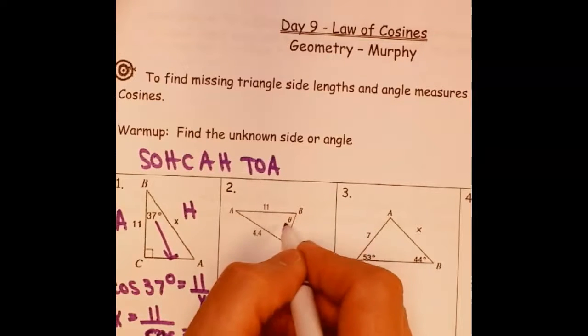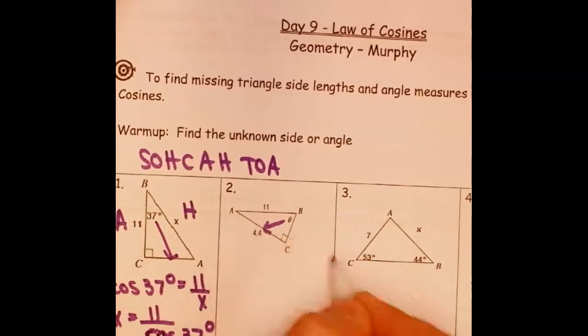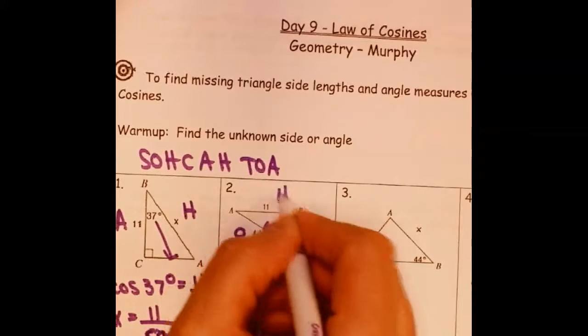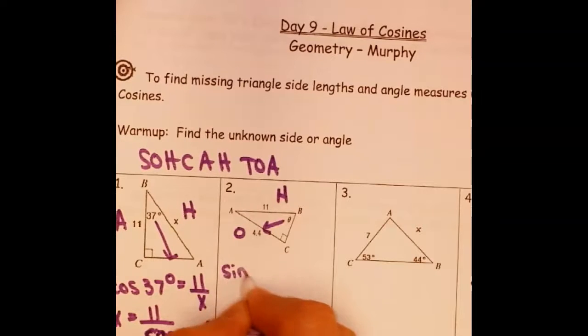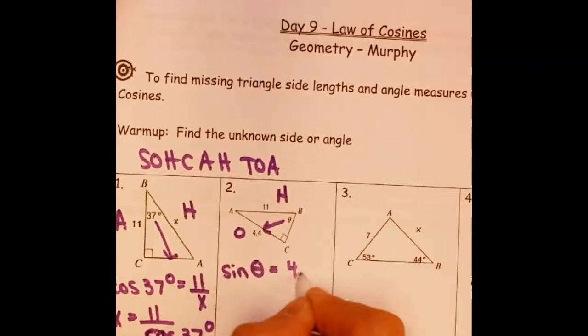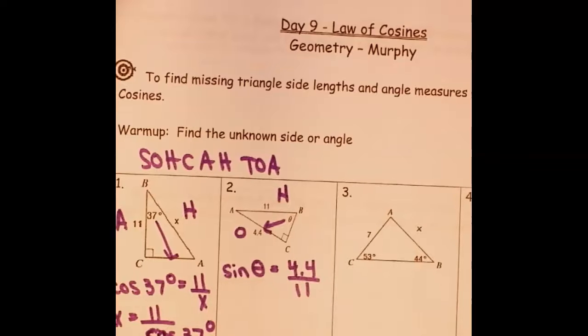Okay, second one, here's the angle. Again, here's the side across from it, so this is opposite. This is hypotenuse because it's across from the right angle. OH is sine. So sine of theta is 4.4 over 11. Anytime we're looking for an angle measure, that means we have to do inverse sine. So we are doing inverse sine of 4.4 divided by 11, and we end up with that angle being 24 degrees.